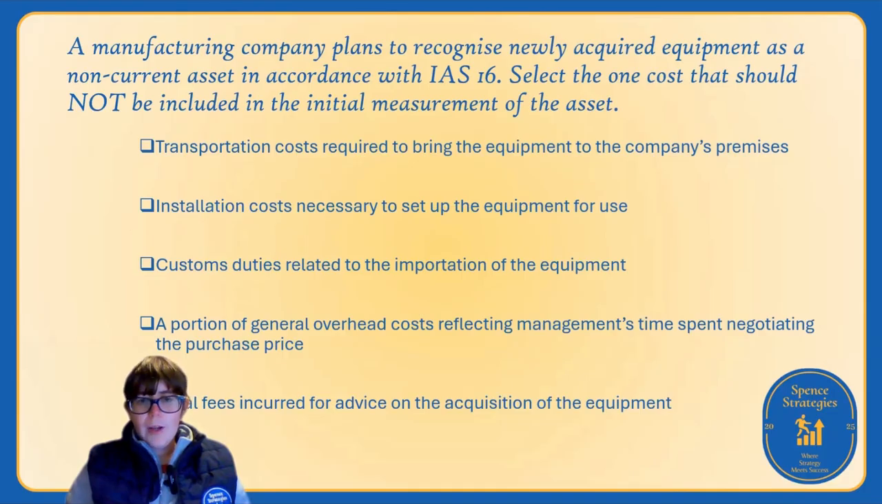So the first option we are given then is that transportation costs required to bring the equipment to the company's premises. Well, in order to get the asset to us and in order to get it in working order, we would physically need to have that asset present. Therefore, we are going to need those transportation costs for that to happen, and therefore we can include these in the initial measurement of the asset, because without the transportation costs, there wouldn't be an asset for us to use.